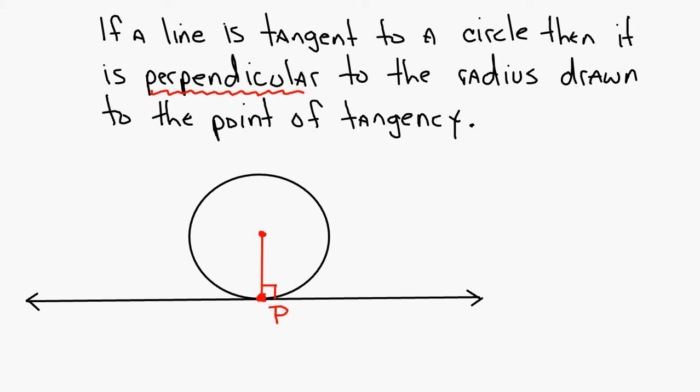Then look at the second part of that theorem. If a line is perpendicular to the radius of a circle at a point on the circle, then the line is tangent to the circle. So that's the second part of the theorem. Probably ought to get that in your notes too. If a line is perpendicular to the radius of a circle.